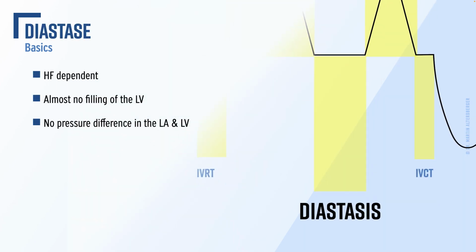Following this E wave, we have a phase of diastasis. So in diastasis, there is almost no filling of the left ventricle. The pressures of the left ventricle and the left atrium, they are very similar. So there are no significant differences. This diastasis part, where there's no filling of the left ventricle, is of course heart rate dependent. So with a higher heart rate, this phase even might be missing.